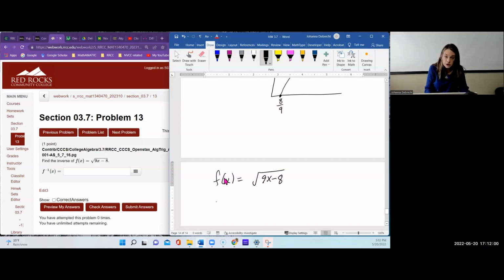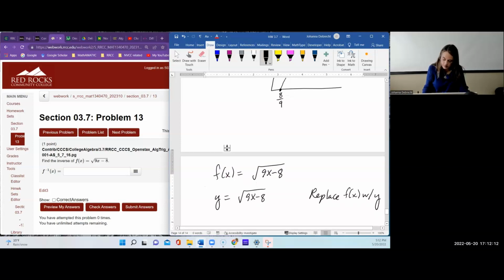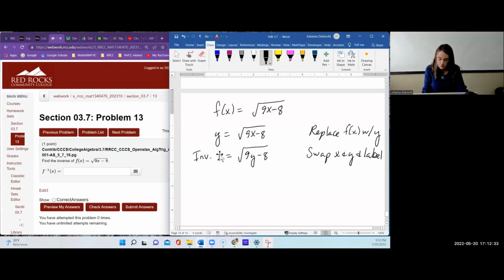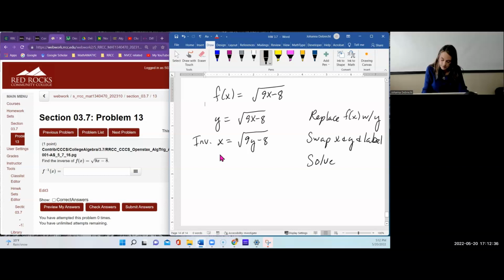First, we replace the function notation f of x with y. Next, we swap the variables and we label it the inverse. We know that it's one-to-one, so we'll go ahead and solve for y. That's because it passed the horizontal line test on the original function.